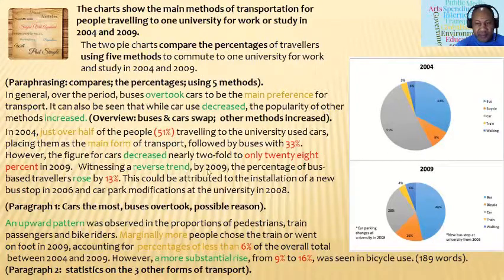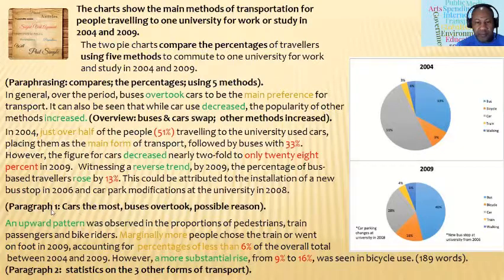Witnessing a reverse trend, by 2009, the percentage of bus-based travellers rose by 13%, 33% to 46%. This could be attributed to the installation of a new bus stop in 2006 and a car park modification at the university in 2008. Now, this is speculation, but the notes are there for a reason. So these 2 things were added in these years, so that could possibly contribute to it. The person is only speculating, which is allowed in this situation because he's saying the possible reason for these figures could be this. He's not saying this is the reason for the increase. You can't say that because you don't know. But in this case, you can speculate, which is okay.